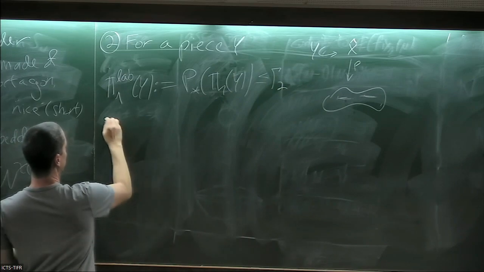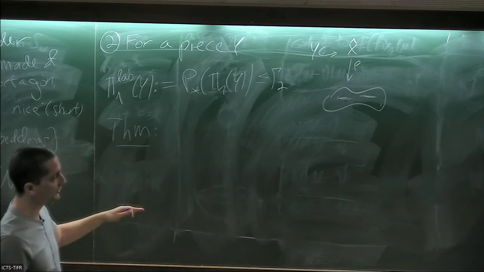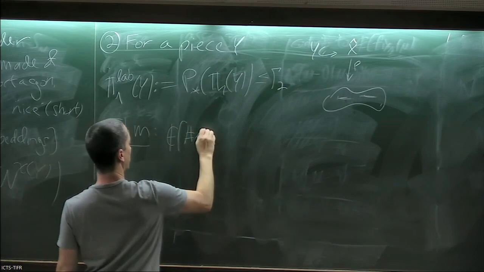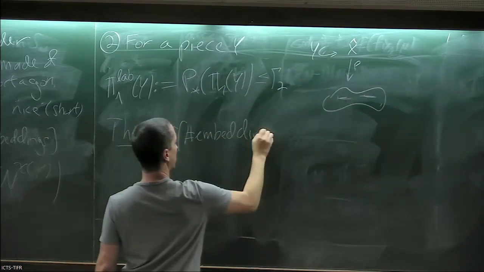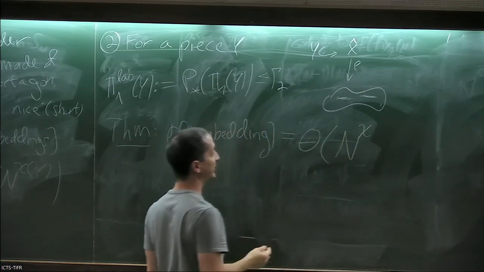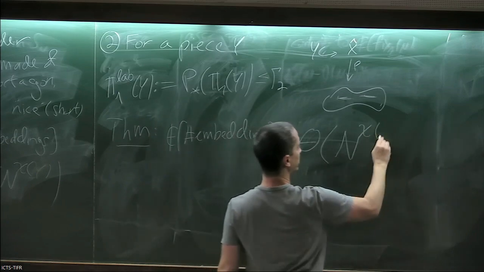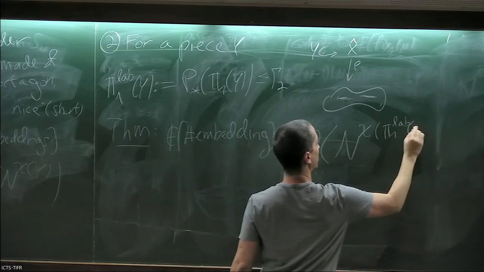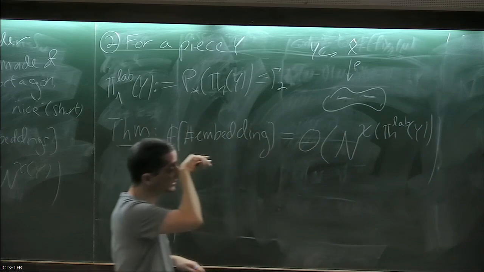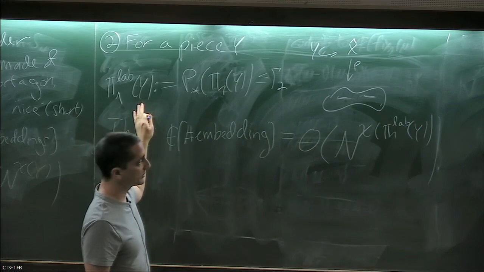Okay, and then the theorem is that, now for any graph or any piece, the expected number of embeddings is actually roughly n to the Euler characteristic, not of Y, but of the group that it represents. So the Euler characteristic of this group that Y represents.